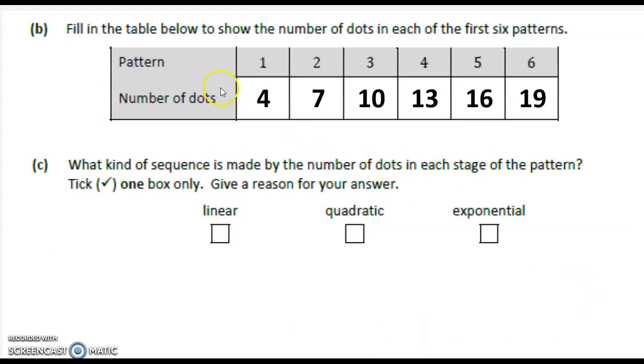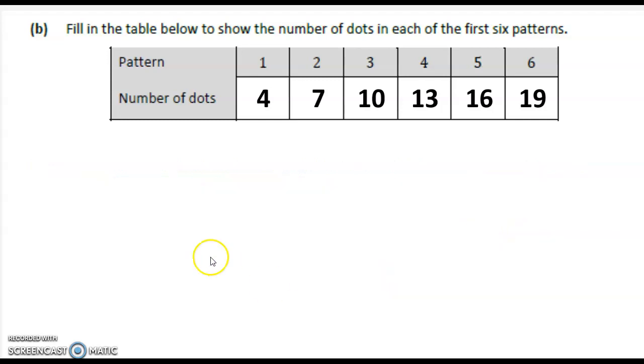So then we're asked in part C, what kind of sequence is made by the number of dots in each stage of the pattern? Tick one box only and give a reason for your answer. So we're given 3 types here. We're given a linear, we're given a quadratic, and we're given an exponential. So I suppose we've got to have a look here at our actual pattern. We've got 4, 7, 10, 13, 16, 19.